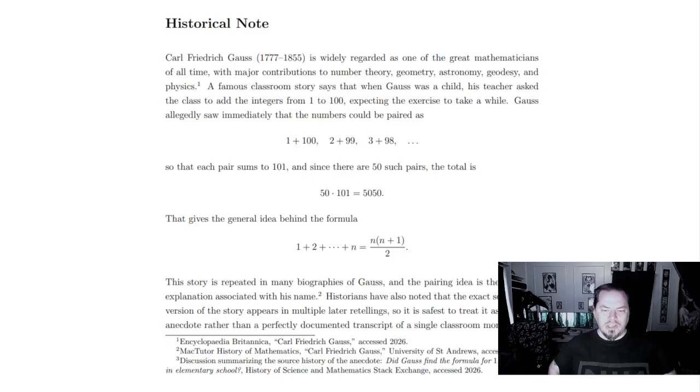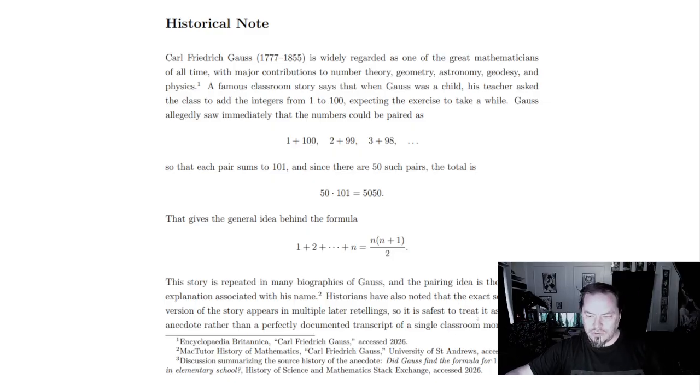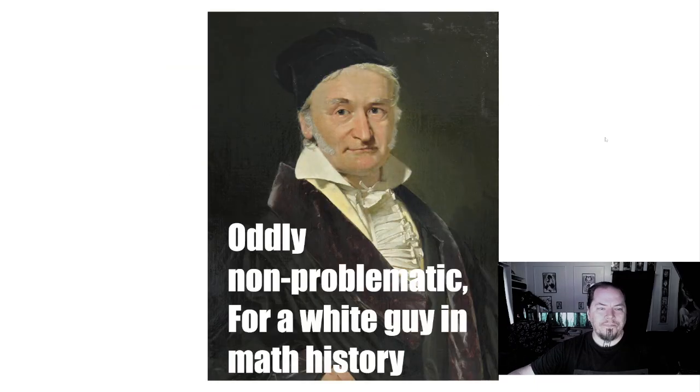Like the OG Gaussian sum, yeah. I think we all know the story at this point. We've all been through discrete math. But, you know, as it says down here, treat it as a famous anecdote rather than a perfectly documented transcript of a single classroom moment. So, yeah, this is a Gaussian problem. Oddly non-problematic for a white guy in math history. So, got to give the guy some credit every time you get a chance.